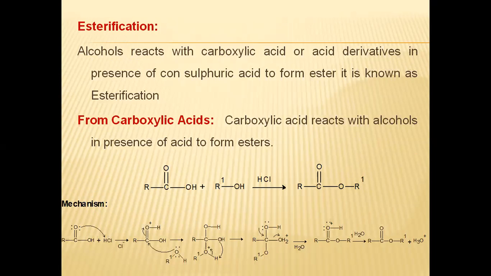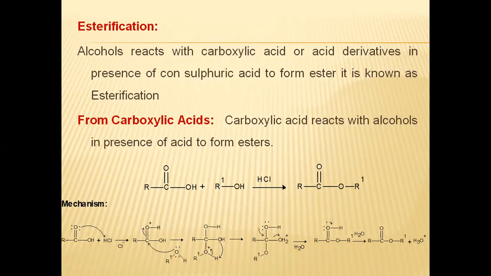Carboxylic acid reacts with alcohol in the presence of an acid to form an ester. So this is an acid, this is an alcohol, treated in the presence of HCl to form an ester. In the first step, the acid is reacted with H plus. That means the lone pair of electrons present on the oxygen is donated to H plus, and forms a positive charge on the oxygen.